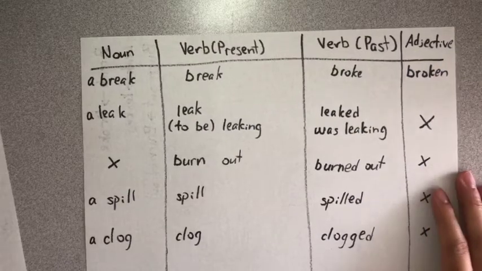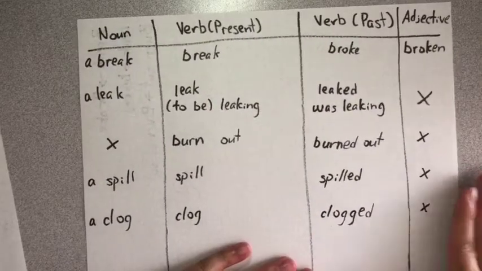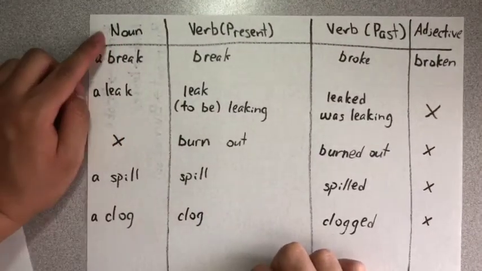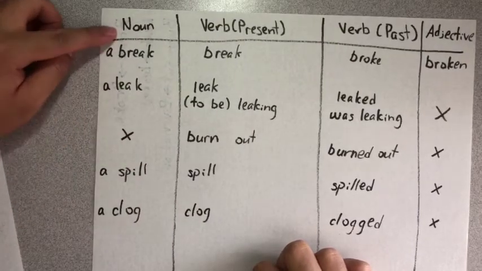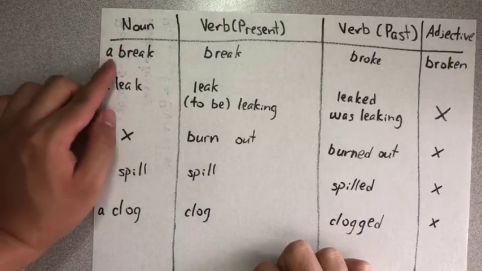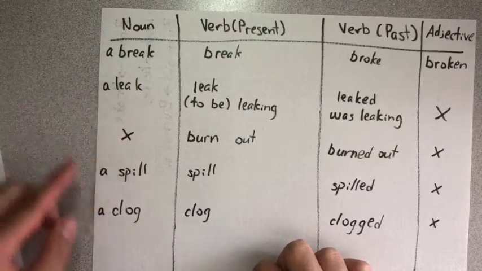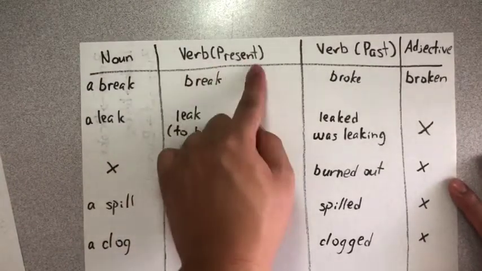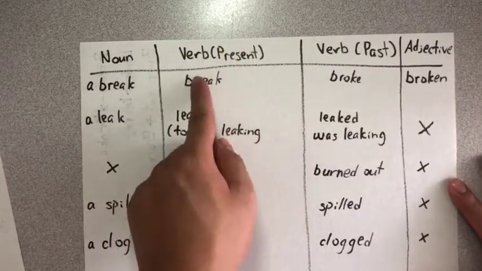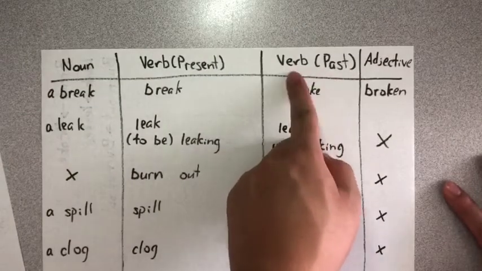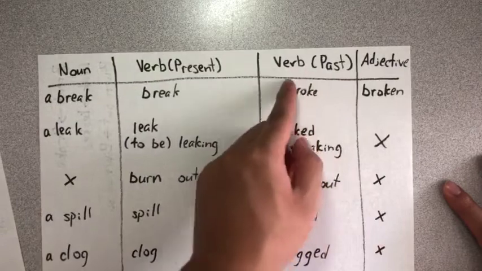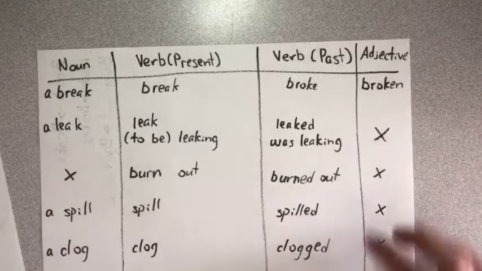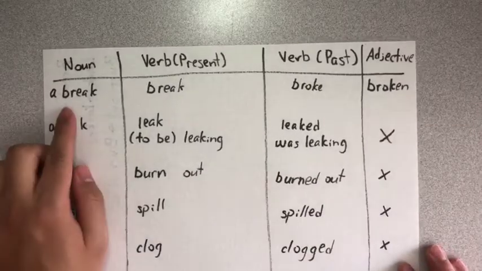Okay, so here is a table of all of the problems that can happen in your house. We have nouns. Nouns are things. They're objects. So, when you have a noun, before you write a noun, you usually say the word a: a break, a leak, a spill, a clog. Up next, we have verbs in the present. This means it's happening right now. And then we have verbs in the past. These are the past tense words for things that happened already. And then we have adjectives. These describe objects. So up first, we have a break.